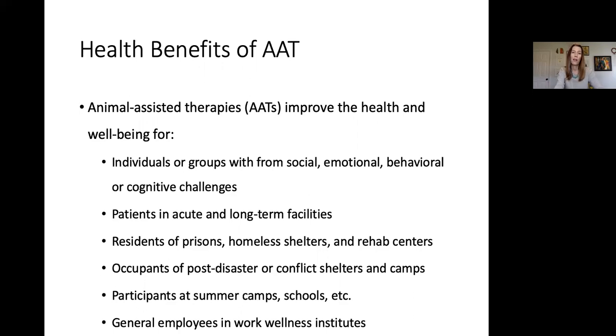I've seen effects of animal-assisted therapy within acute and long-term facilities, within shelters that house both prisoners as well as homeless individuals, and even rehabilitation centers surrounding drug and alcohol use. Animal-assisted therapy has been successfully applied to post-conflict shelters or national disaster conflict zones, such as refugee camps, internally displaced person camps, as well as within educational centers and schools, summer camps, places like that, and even in just general wellness programs for regular employee health centers.